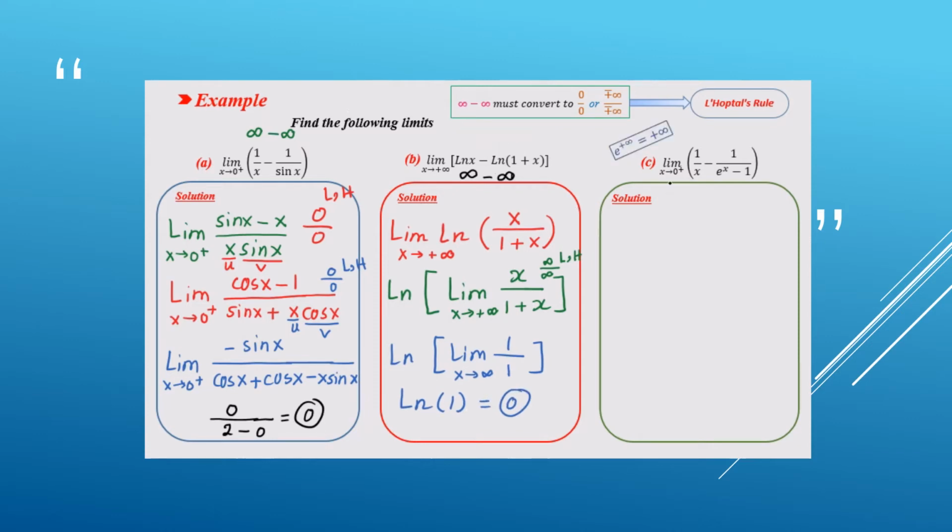In part C, you have to find the limit of 1 over x minus 1 over e to the x minus 1. By direct substitution of 0, you will get 1 over 0, which is infinity, minus 1 over e to the power infinity... sorry, e to the power 0.